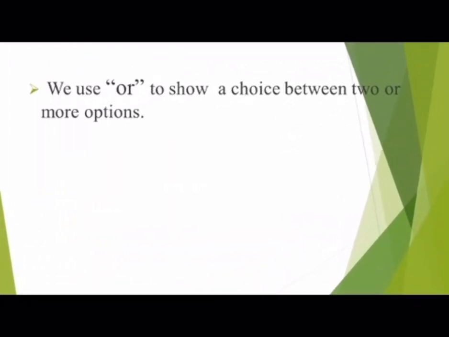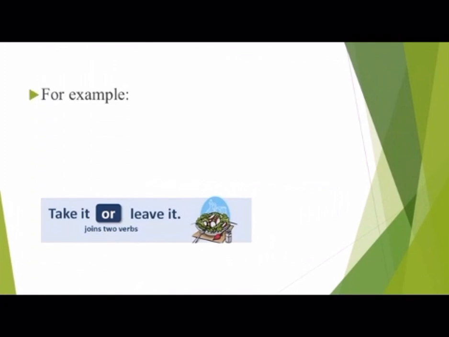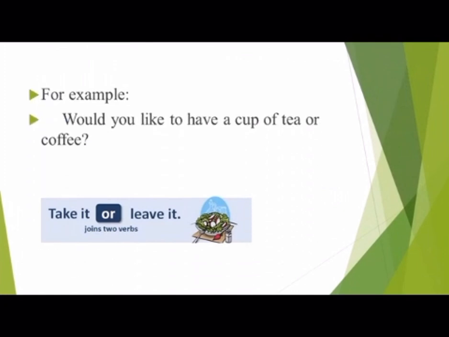The next most commonly used conjunction is or. We use or to show a choice between two or more options. For example, would you like to have a cup of tea or coffee? Did he come by bus or by train? Take it or leave it. In these sentences, or has been used to choose an option.